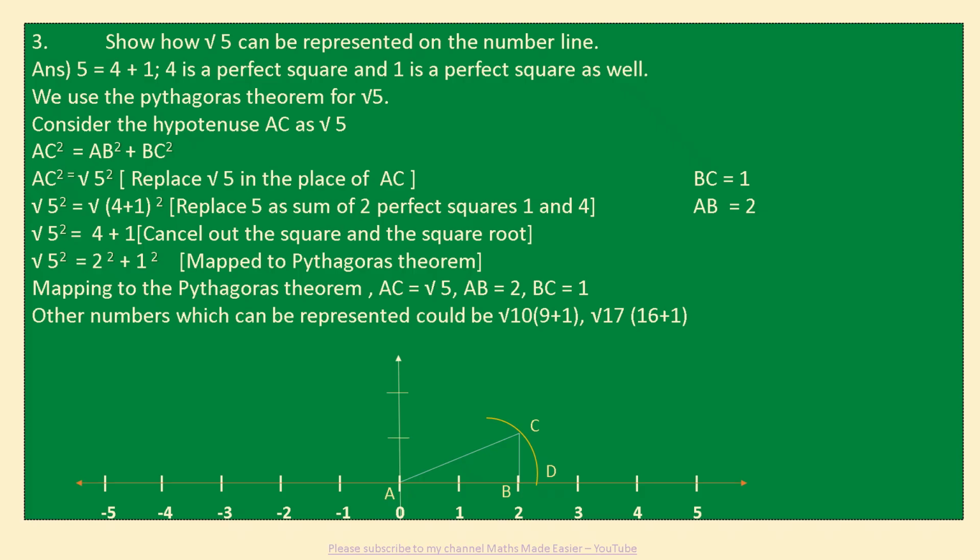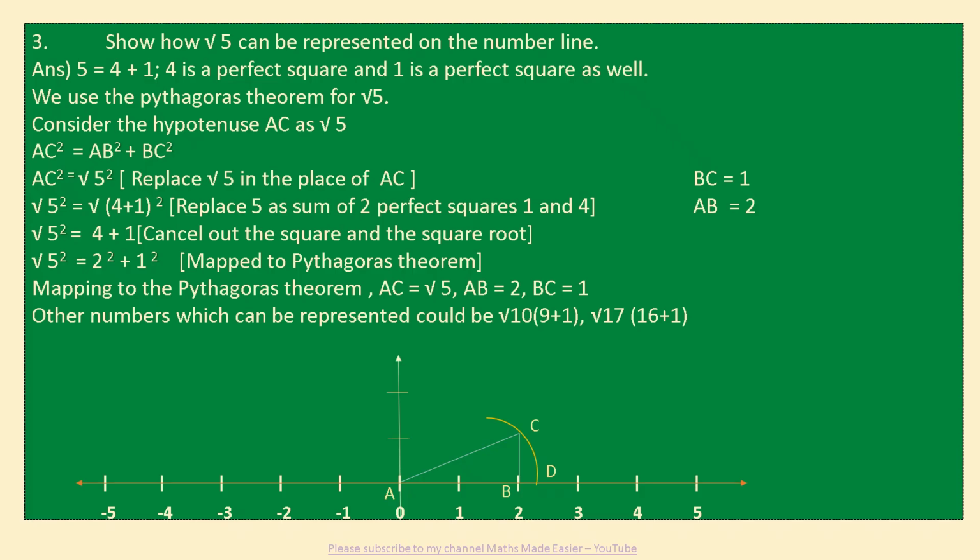We consider the hypotenuse AC as root 5. So, AC squared is nothing but root 5 squared. Root 5 squared, I can replace it by root of 4 plus 1, the whole square, which is nothing but in place of 5, I've just replaced it with 4 plus 1. Cancelling out the square and the square root, it becomes equal to 4 plus 1. Now we know very well 4 can be represented as a perfect square as 2 squared and 1 also as a perfect square as 1 squared.